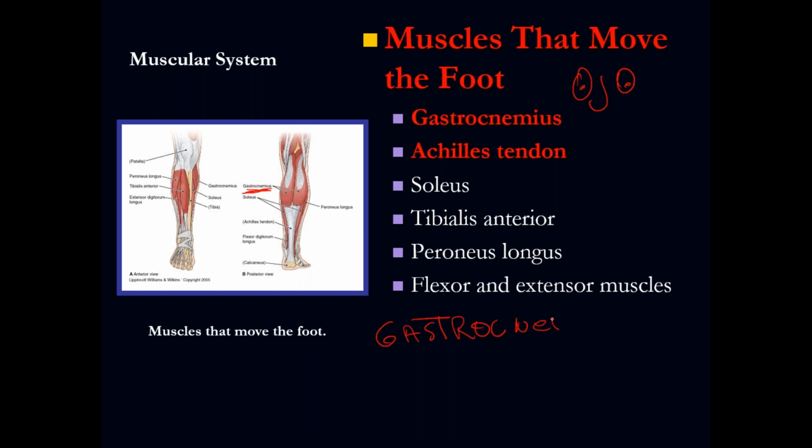Gastrocnemius muscle. Right, this gastrocnemius muscle is here. So how many gastrocnemius muscles do we have? Two gastrocnemius muscles. One here and another here. You touch your calves, all right? So you have a pair of muscles. Those are going to be called the gastrocnemius muscles.